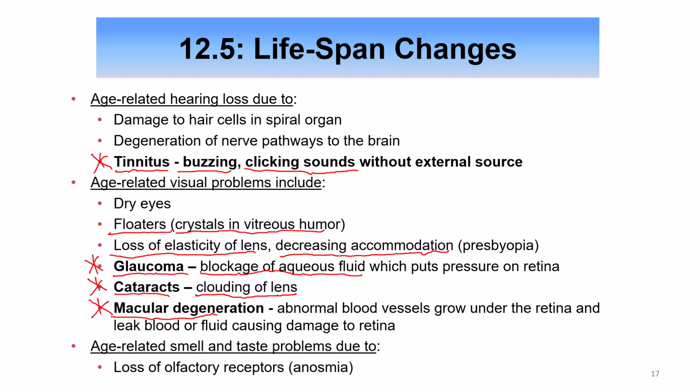Macular degeneration. This is due to abnormal blood vessels that grow under the retina, and they can leak blood or fluid, causing damage to the retina. Okay. Then age-related smell and taste problems. These can be due to loss of olfactory receptors or loss of the taste cells.